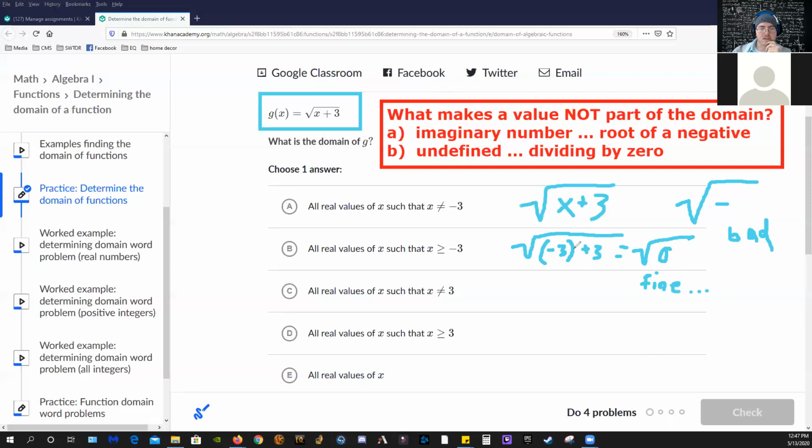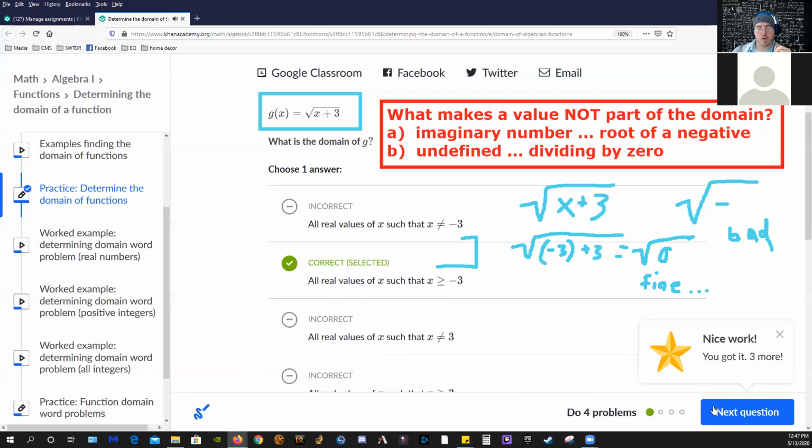So as long as x is -3 or bigger, I think we're okay. It's if it gets smaller than -3 that there's an issue. So I think x would have to be greater than or equal to -3. Right. Okay. That's good.